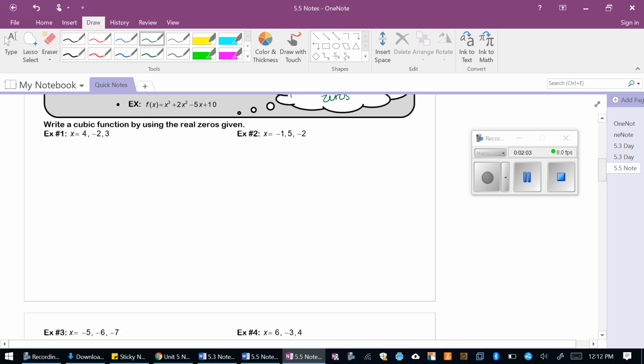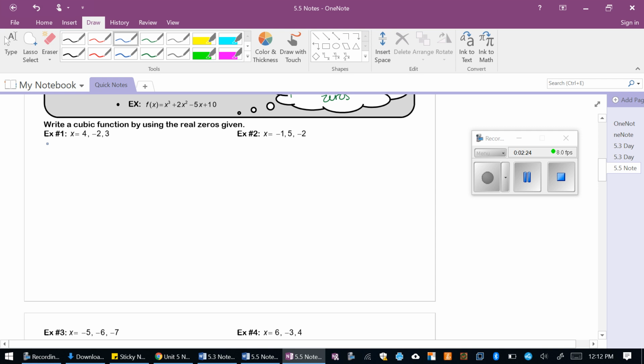So let's actually do this. We're told it's a cubic function. Cubic is to the third power, so that means we should see 3 zeros there, and we do: 4, -2, 3. The first step is to write them like factors.